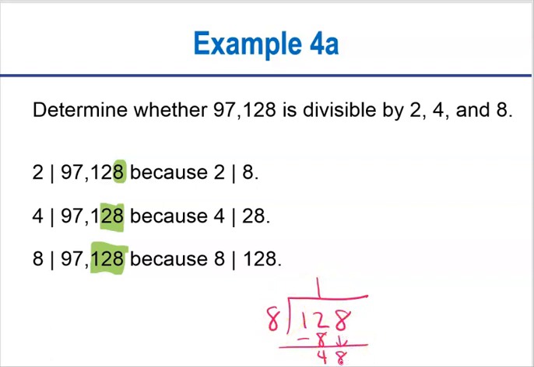8 divides into 48. How many times? Yep, 6 times 8 is 48. And the remainder is 0. And so because 8 divides 128, we know that 8 really does divide 97,128. It's great, isn't it? So for 2, it's if the units digit is even. For 4, you check the last 2 numbers. For 8, you check the last 3 numbers.